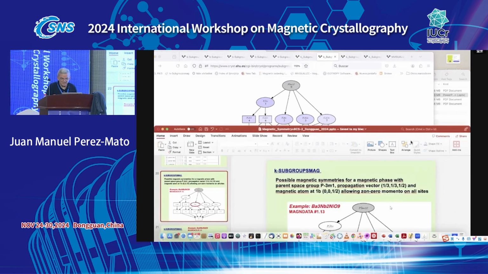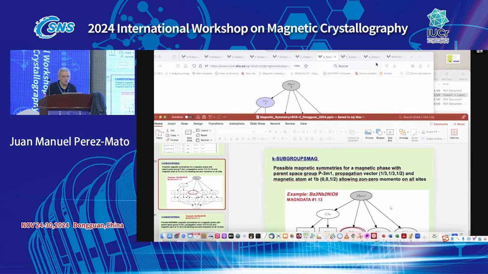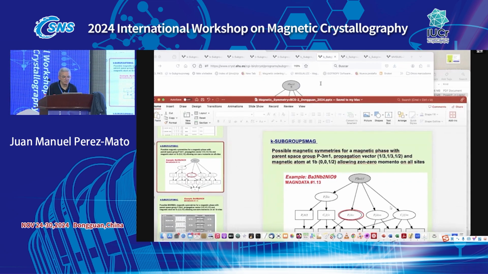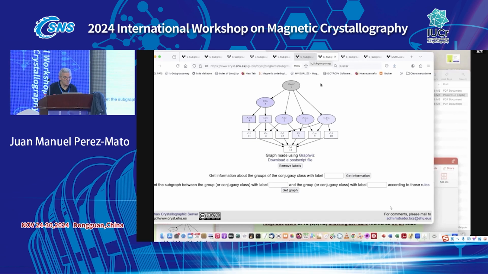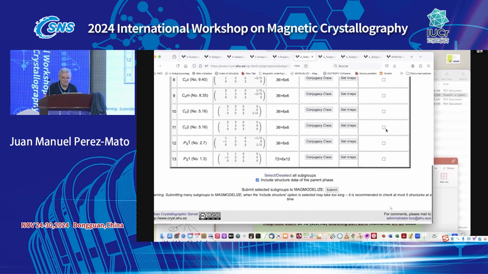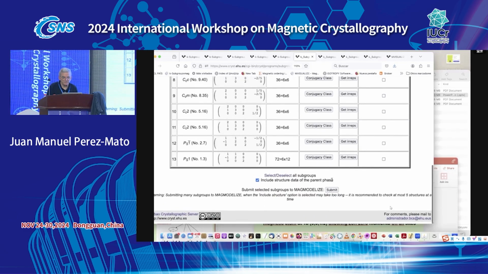And as I said, the one that works is this one here, okay? Which is the number 2, which, by the way, is polar. So in principle, this is a multiferroic structure. So I go to this one, which is the number 2 here, and include the structured data of the parent phase. This is clicked by default. I submit to Mac Modelize.